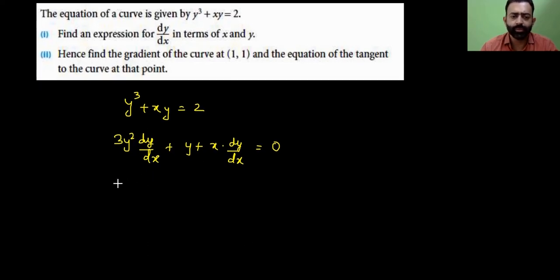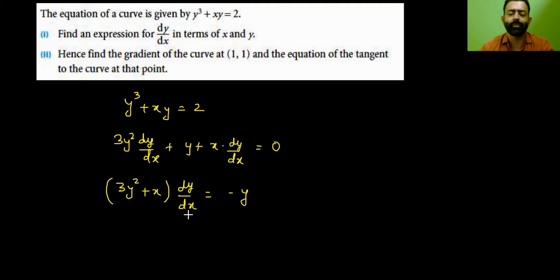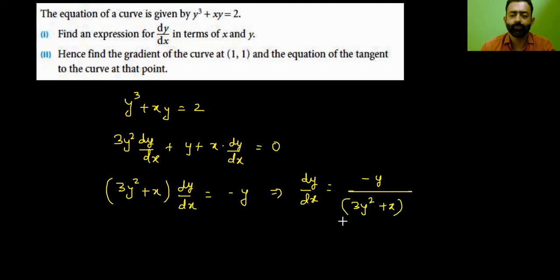Now combine the terms for dy by dx. So you will get 3y square plus x multiplied by dy by dx, taking dy by dx as a common factor, and transferring y to the other side, it will become minus y, right? So your value of dy by dx is minus y over 3y square plus x.